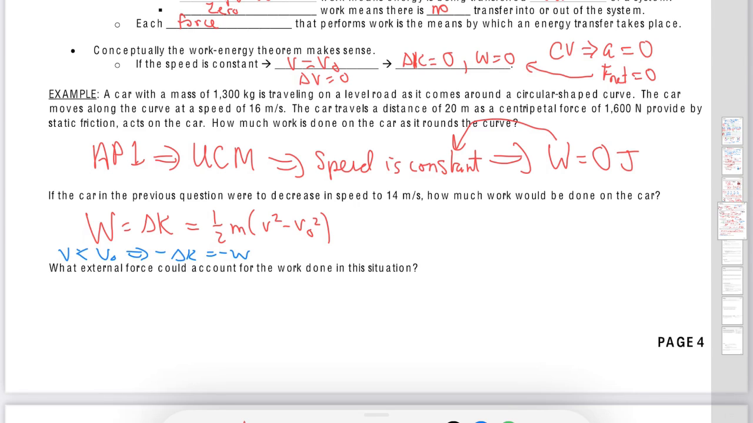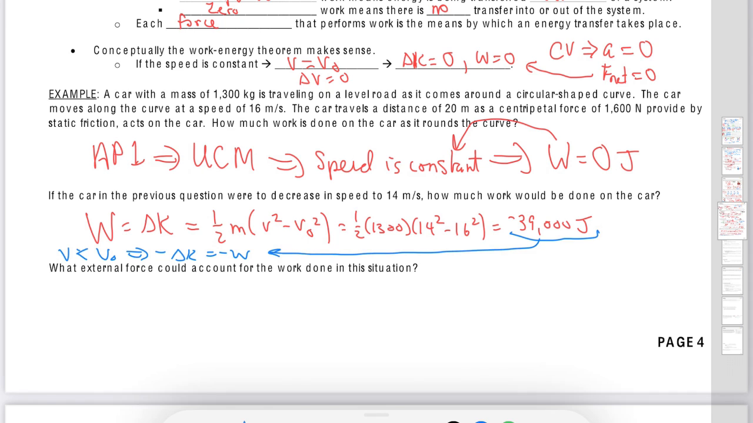And if we want to prove that numerically, we have 1/2 times 1,300 times (14 squared minus 16 squared). Again, plug this into your calculator carefully, because it all depends on where the 14 squared minus 16 squared comes into play. And we find that there was negative 39,000 joules worth of work. Again, that matches our prediction that we should get a negative number because we are taking energy out of the system. Now what external force is going to account for all this work, or the removal of energy?